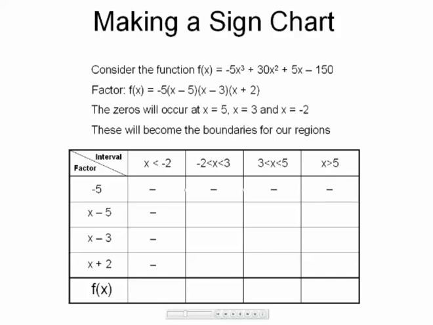If you're not sure how this happens, let's consider any value that's less than negative 2. For example, negative 3. If we look at x minus 5 and put negative 3 in for x, you get negative 8, a negative value. If you put negative 3 in for x for the next factor, you get negative 3 minus 3, or negative 6, still a negative value. And if you put in negative 3 for the last factor, you get negative 3 plus 2, which is negative 1, and still a negative value.